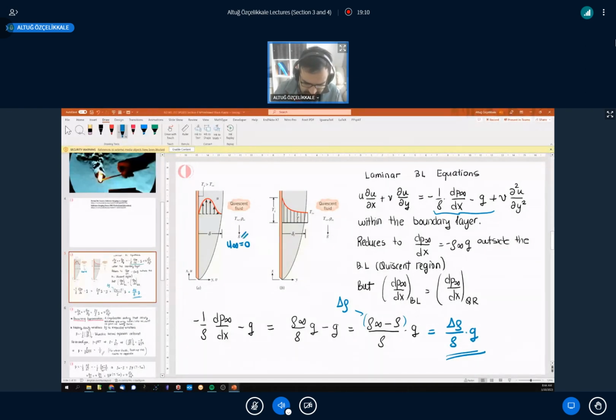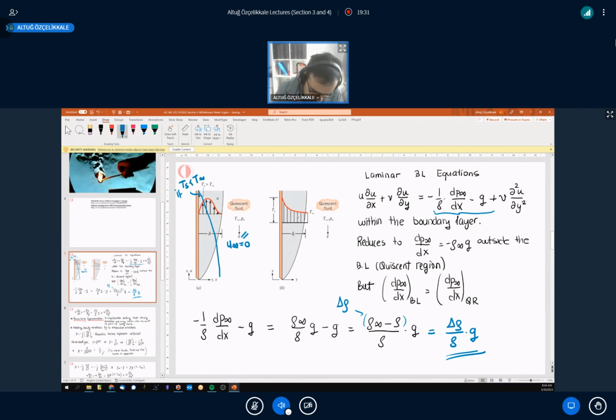But what happens if we have a lower surface temperature? Is it going to be any different? No, it's not. When you look at the equations, you're going to see that the equations are symmetric if Ts is less than T infinity.